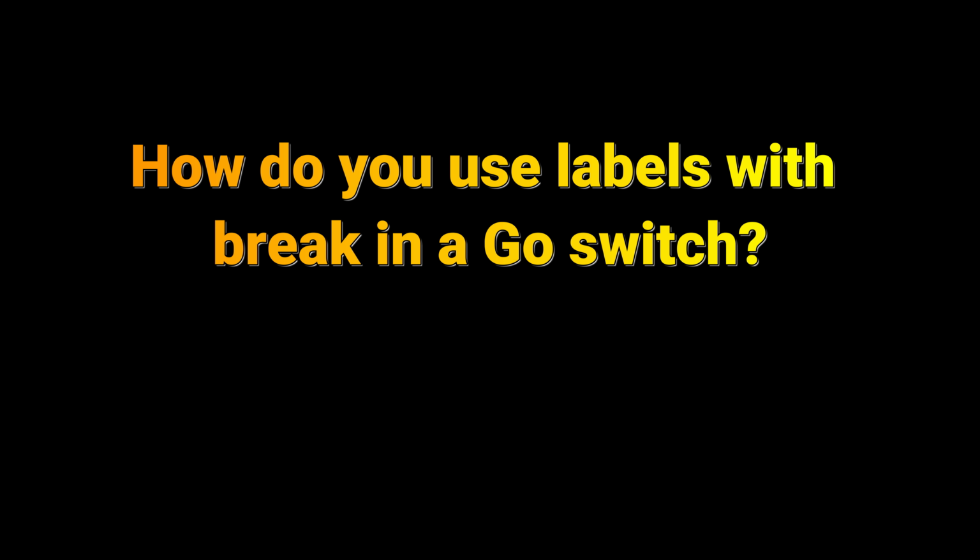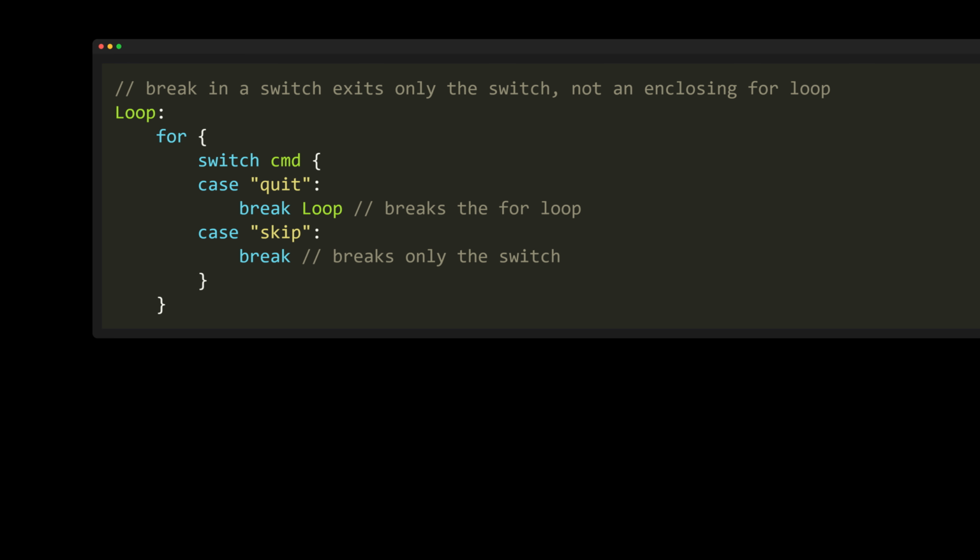Question: how do you use labels with break in Go switch? In Go, a normal break inside a switch only exits the switch statement. If you need to break out of an enclosing loop, you can use a label. In the example, there is a loop with a label called loop. Inside the switch, if the command is quit, it uses break with the loop label, which breaks out of the for loop entirely. But if the command is skip, it uses a normal break, which only breaks out of the switch and continues with the next iteration of the for loop.